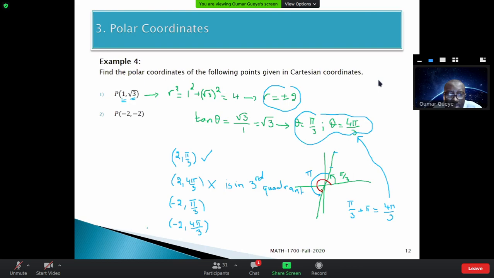So what about the next value? -2 and pi by 3. So where is this one? No, we cannot take it, right? So you're right, your first question answer is correct, because this point is in the third quadrant. Because if you take pi by 3, you are here in the first quadrant, but since r is negative, the negative sign sends it to the third quadrant. So that's why we cannot take this one. This point is also in the third quadrant.